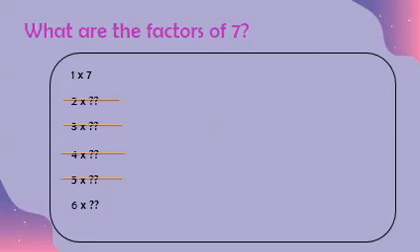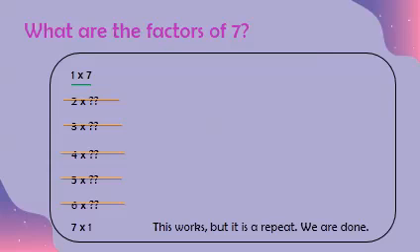6 times nothing. But 7 times 1. But no, wait, you already wrote 1 times 7. So what you have to do is to cross out the 7 times 1, and you are done. So the only factors of 7 are 1 and 7. But wait, 7 has only 2 factors, 1 and itself. What does that mean?